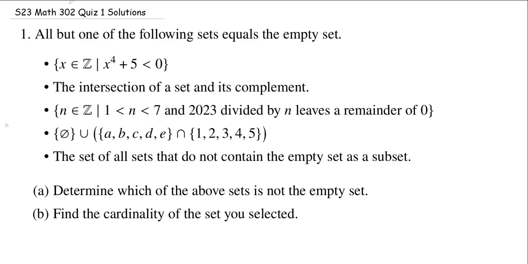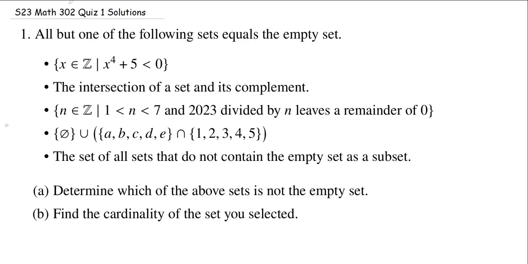In fact, let's read the question down below. Determine which of the above sets is not the empty set. Good. Okay, so then what do we want to do once we know which one's not the empty set? We want to find the cardinality. Remember, the cardinality of a finite set is just how many different elements are in the set. All right, so let's take a look at these one by one.